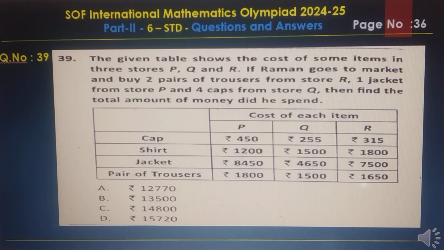In question number 39, the given table shows the cost of some items in three stores P, Q and R. If Raman goes to the market to buy 2 pairs of trousers from store R, 1 jacket from store P and 4 caps from store Q, then find the total amount of money he spent. Here the cost of each item is mentioned: cap, shirt, jacket and pair of trousers, for P, Q, R.